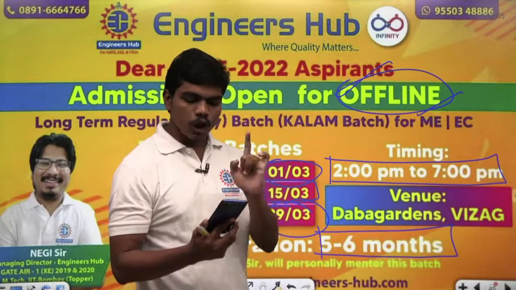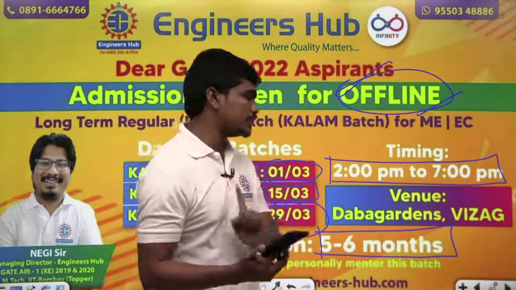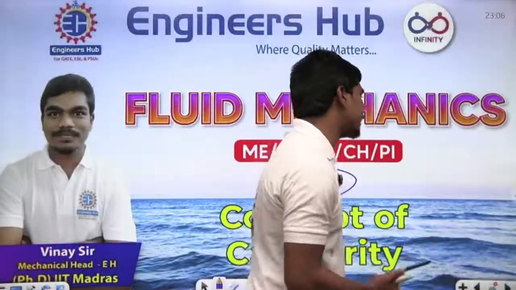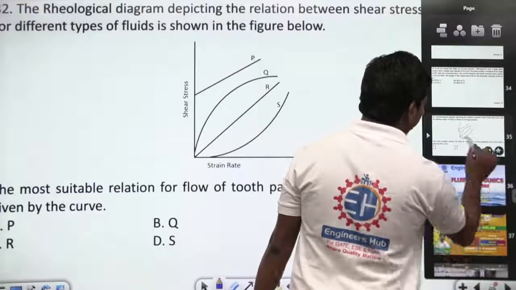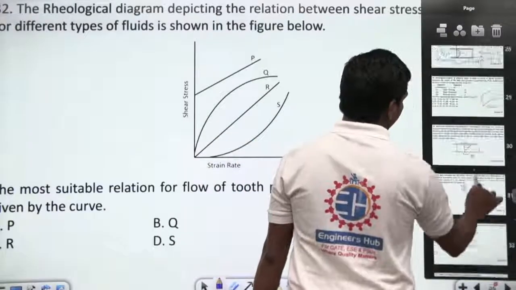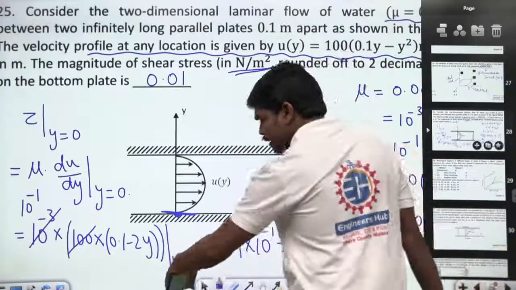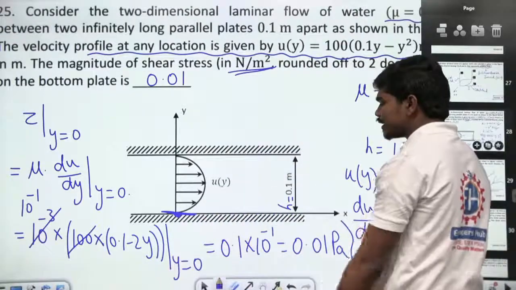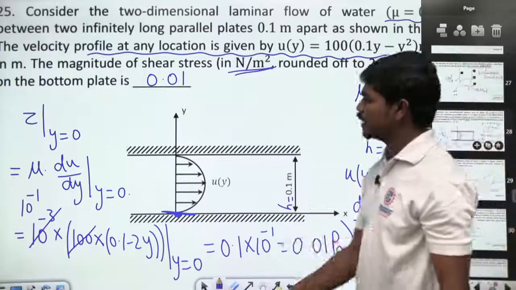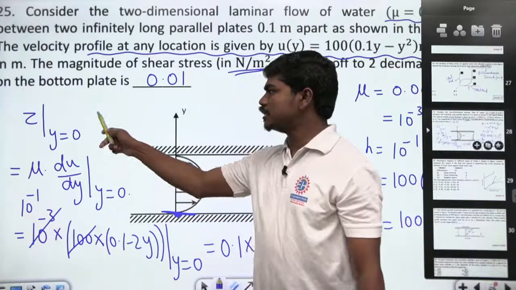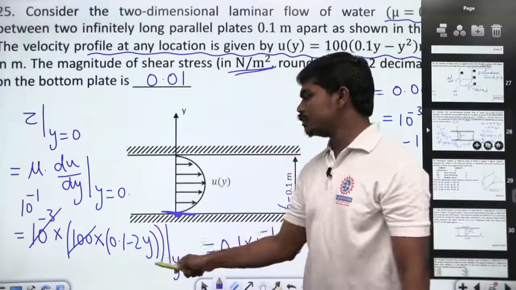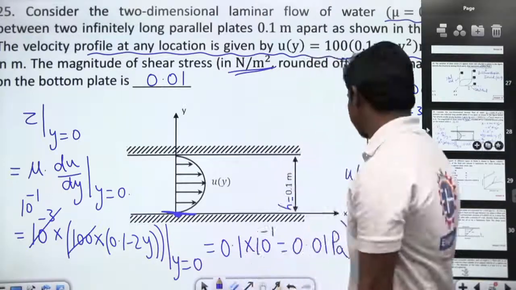If they ask for the top plate, it's the same answer, no surrender. Then in place of y equal to 0, you need to substitute. Let me take out that question. Here I have substituted y equal to 0, but if this is the top plate, then this is at y equal to 0.1. So instead of 0 here, you will write 0.1, and finally in place of this y, you will substitute 0.1 and you will get the answer. Okay.